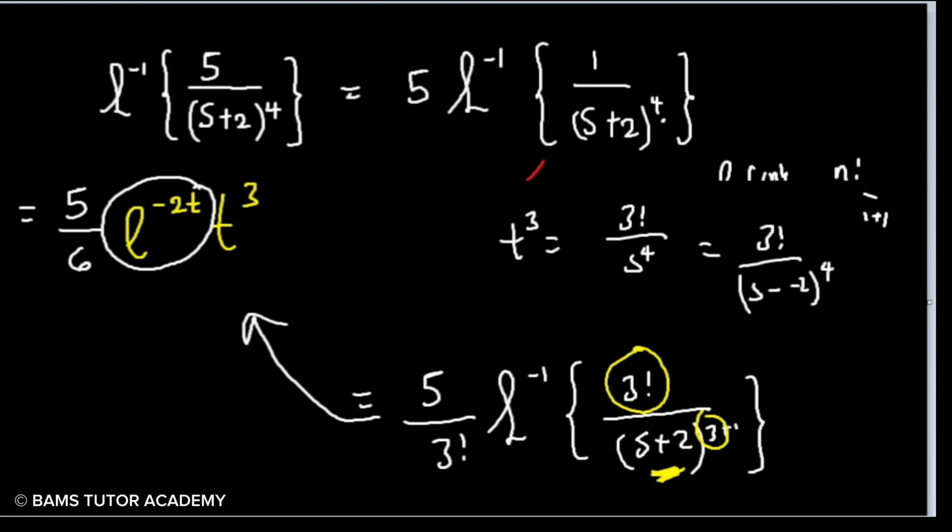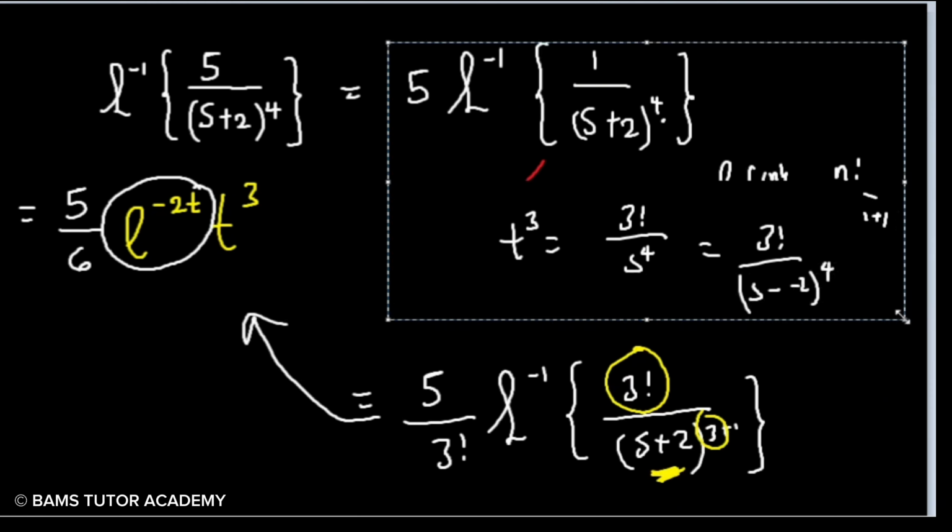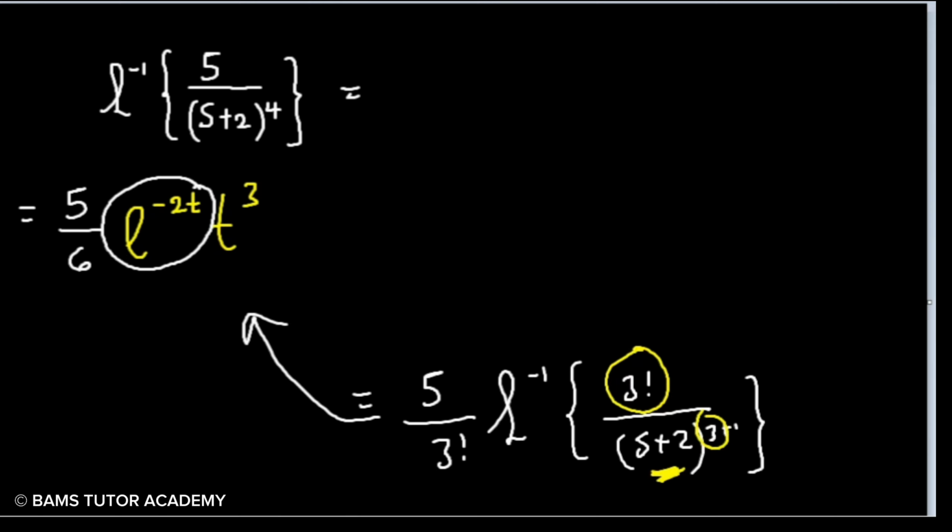So in conclusion, our final answer for this question will be 5 over 6 times e to the power of minus 2t, then t raised to power 3.